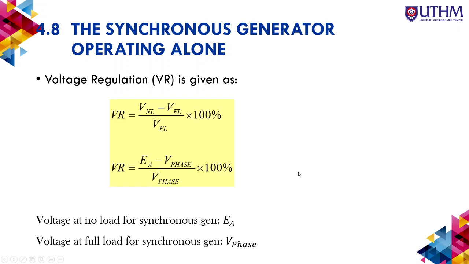This is the voltage regulation formula: either we use V no load minus V full load, divided by V full load, or EA minus V phase, divided by V phase, times 100. Both can be used. Since V phase is increased, the regulation becomes negative for leading loads.